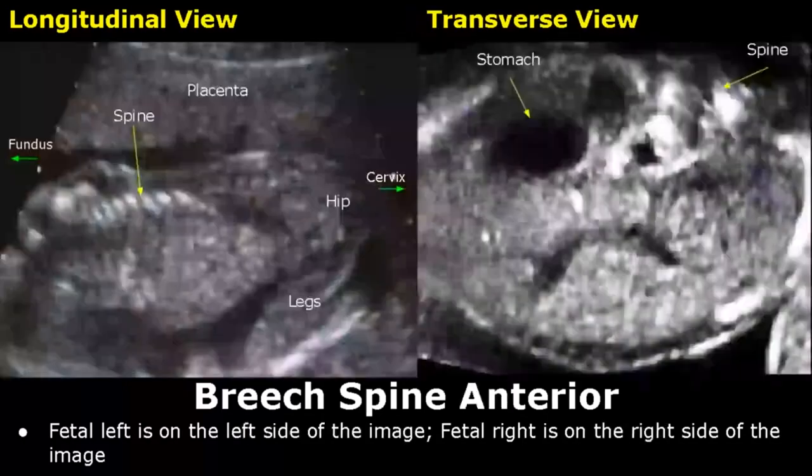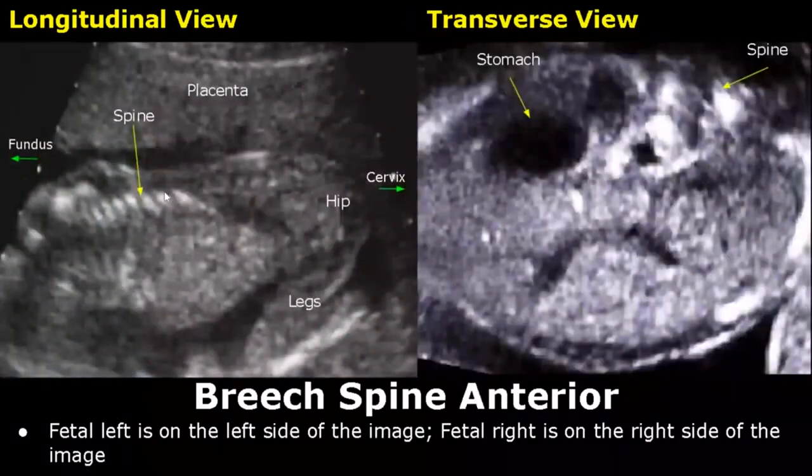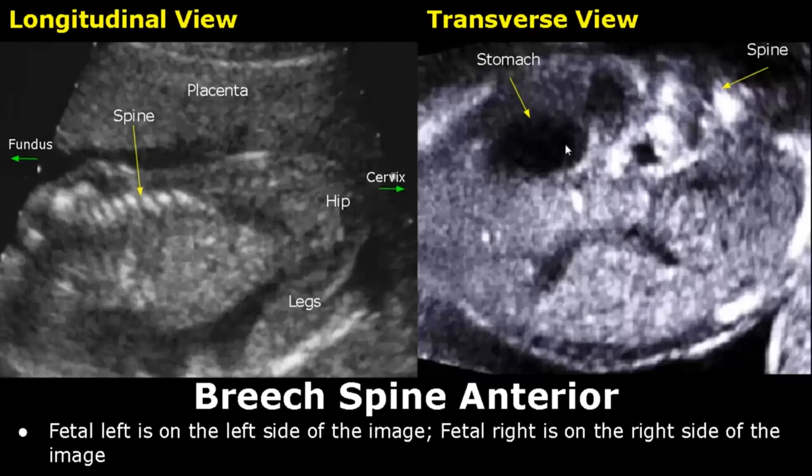And here we have a breech spine anterior orientation. The spine is seen on the upper side in the image. The fetal left is on the left side of the image. That's why the stomach is also seen on the left side. And fetal right is seen on the right side of the image.